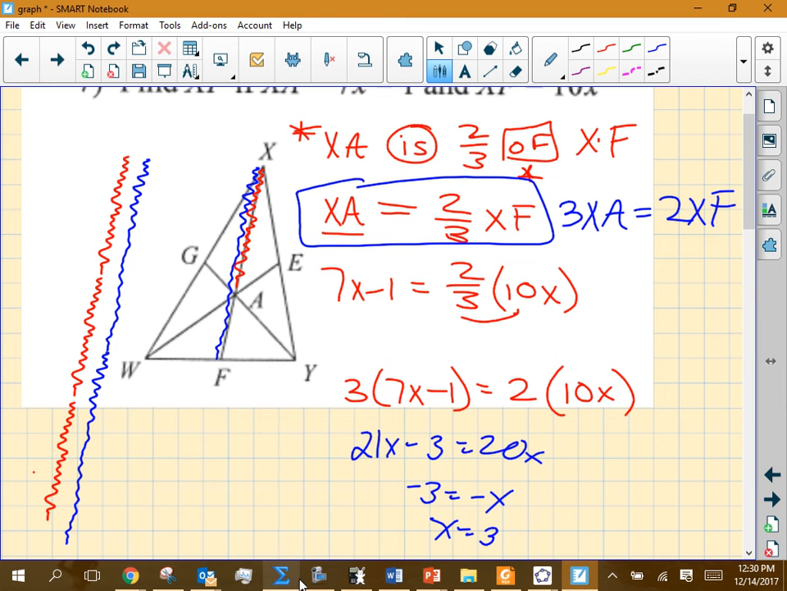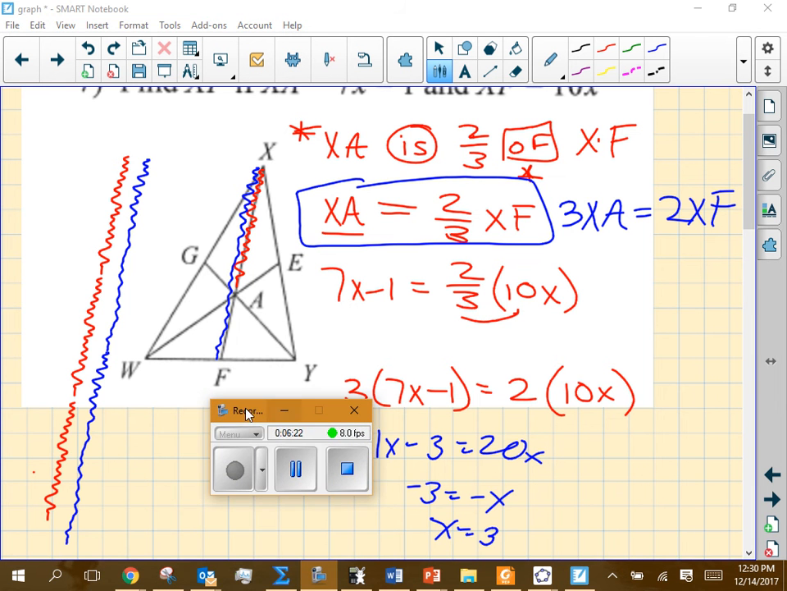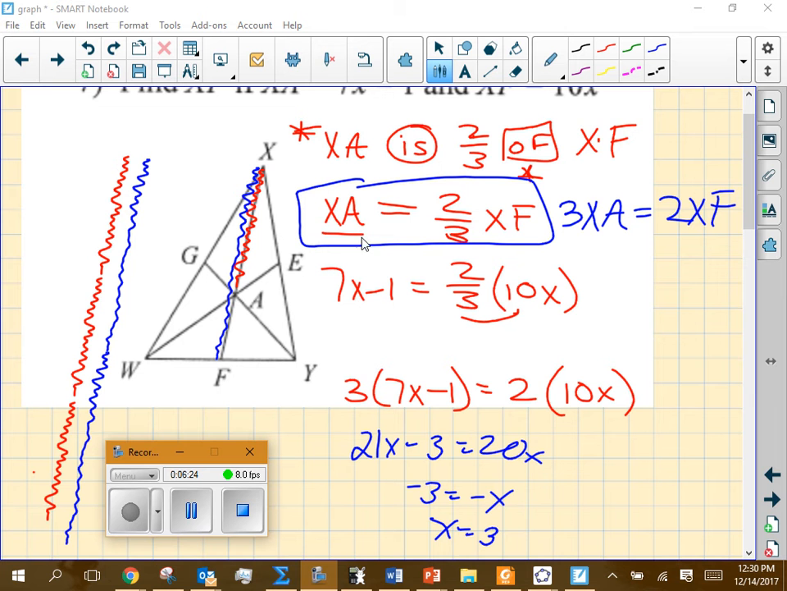I think the biggest thing we're seeing and running into, and you heard me say this before, is where does that 2/3 go? Does it go on this side or does it go on that side? Being able to write it like this is maybe going to be a lifesaver on some of these questions for some of you guys.